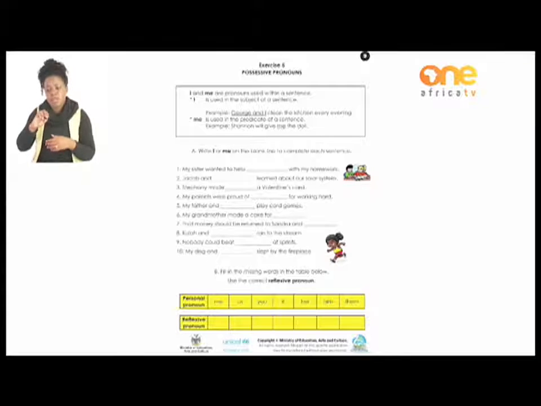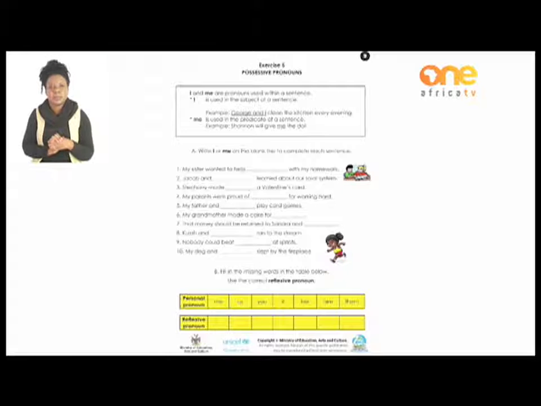Now, the instruction for the activity that you are going to do is you are going to write I as a personal pronoun or me as a personal pronoun on the blank line to complete each sentence. Chanel, are you with me? Yeah, she's listening. My sister wanted to help with my homework. So you'll have to fill in one of the personal pronouns, whether it is I or me.